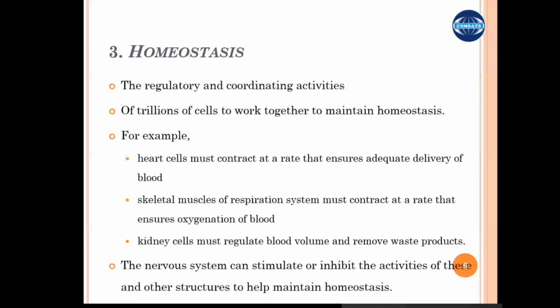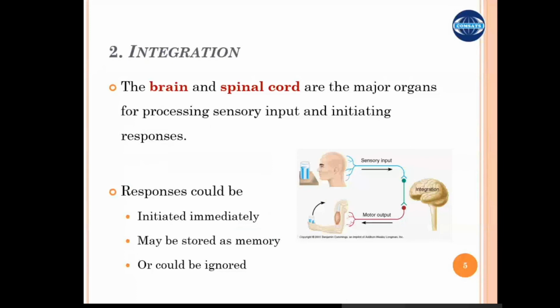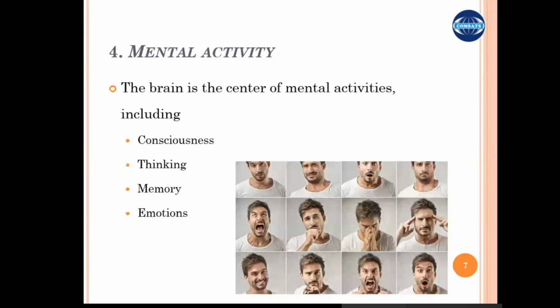Right, so until now we have covered the functions of the nervous system, which we just revised: getting the sensory input, processing that information and doing the response action to that, integration of all that information that comes from the sensory inputs and then doing the according response, right? And then homeostasis is the third major function. The fourth one is the mental activity.